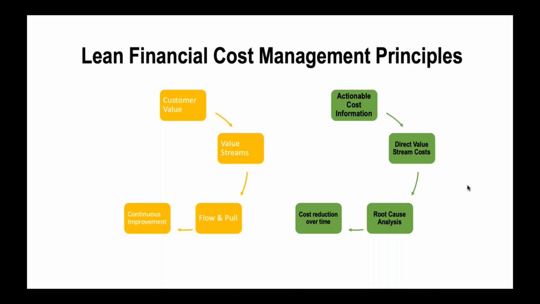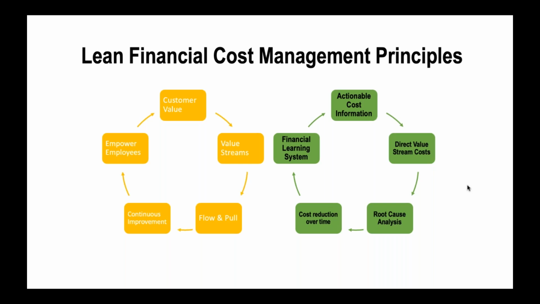The principle of continuous improvement, the cost management principle, is that continuous improvement will reduce costs over time. So again, focus on establishing strong continuous improvement practices that drive operational improvement, and you will see costs go down over time. And finally, empowering employees.